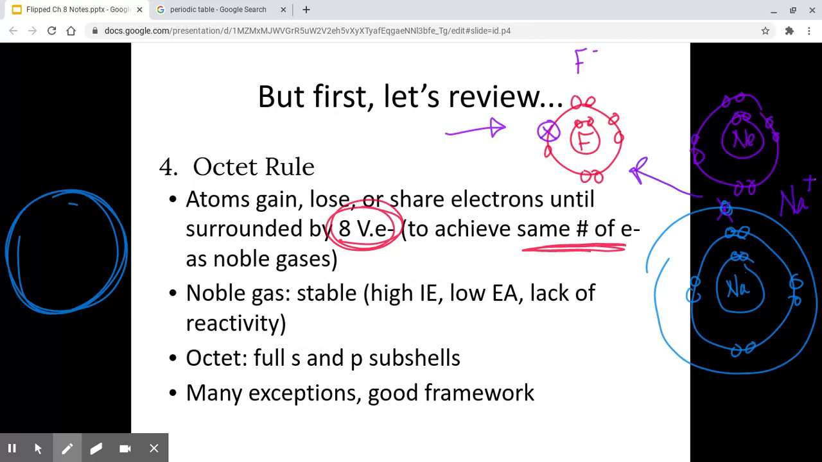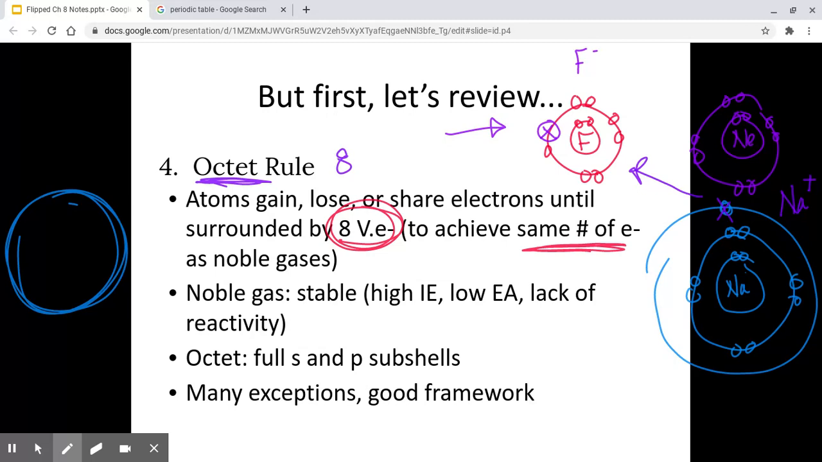So this is what elements do. They either gain electrons or lose electrons. They can gain or lose 1 electron or 2 or 3 or as many as they need to in order to either fill their outermost energy level or empty it completely. And that is what we call an octet. So an octet just means there's 8 electrons on the outermost energy level.